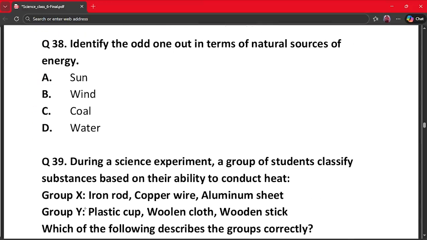Our next question is question number 38. Identify the odd one out in terms of natural sources of energy. A. Sun, B. Wind, C. Coal, and D. Water. The correct answer is option C, which is coal. Sun, wind, and water are renewable. Coal is non-renewable. It also causes pollution. Thus, coal is the odd one out.